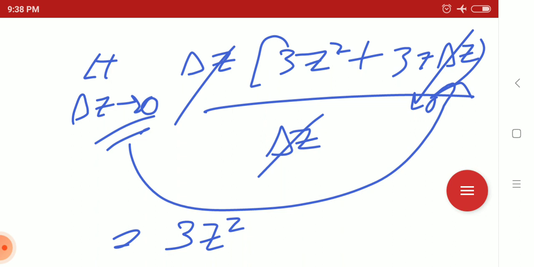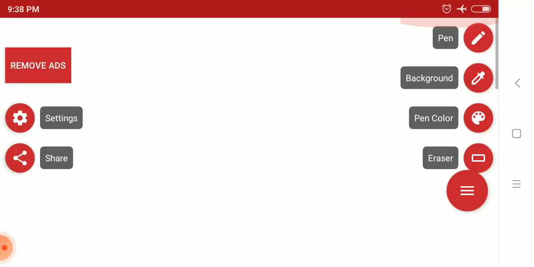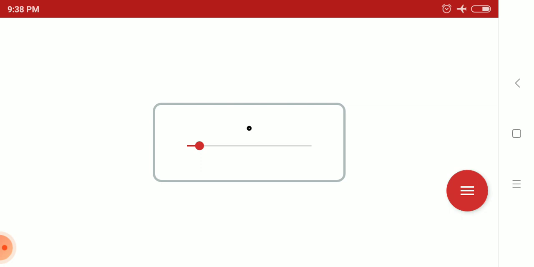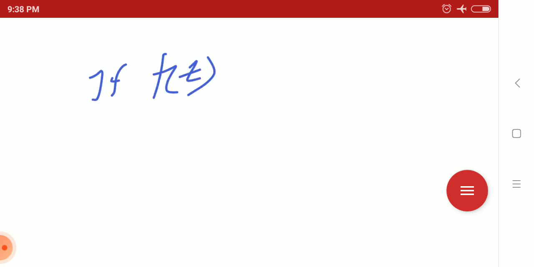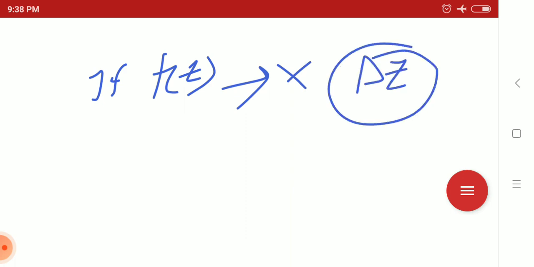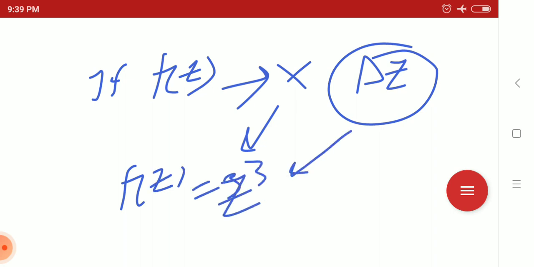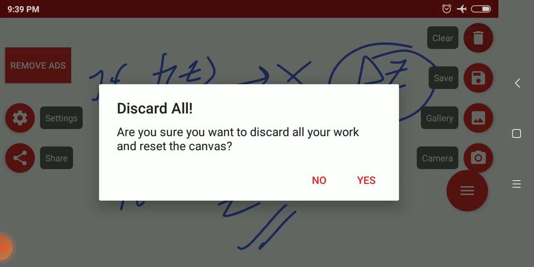So how can we say that it is differentiable in nature? We can conclude that if the function f of z doesn't depend on the path delta z, then the differentiability will exist, because it will be path independent. Here f of z equals z cube, and the result is independent of delta z. That's why it is differentiable in nature.